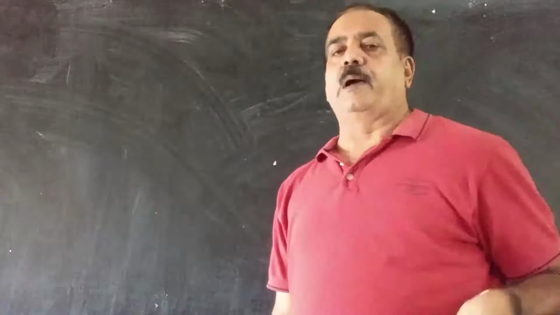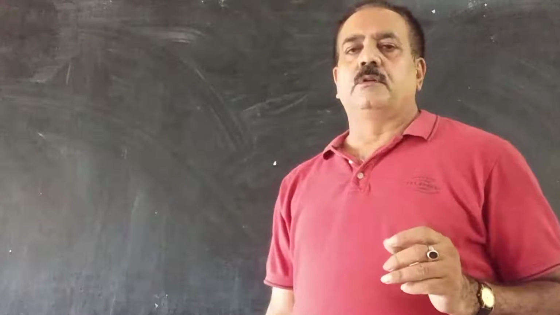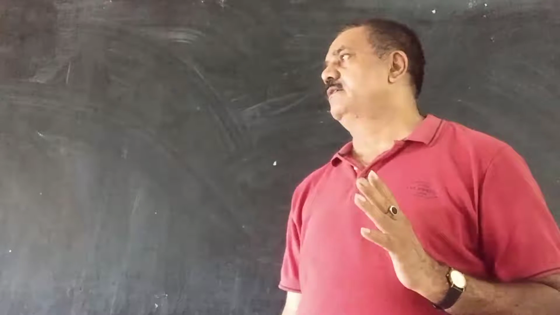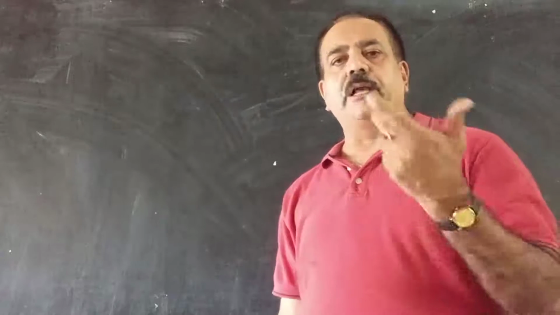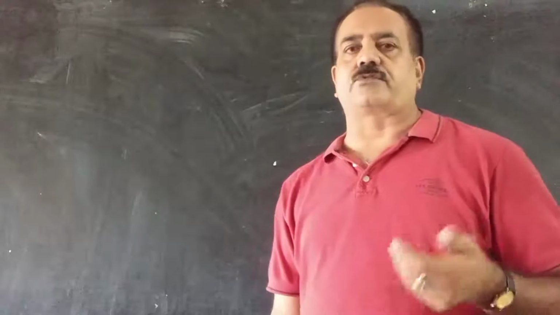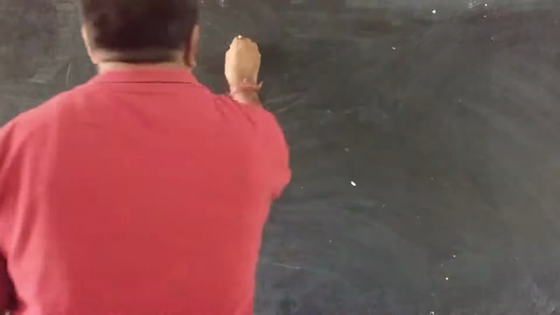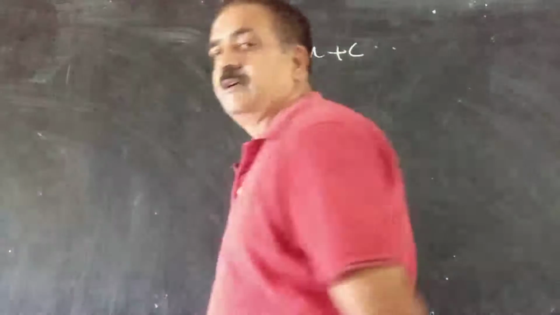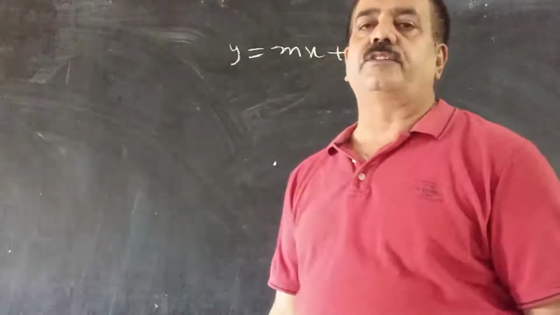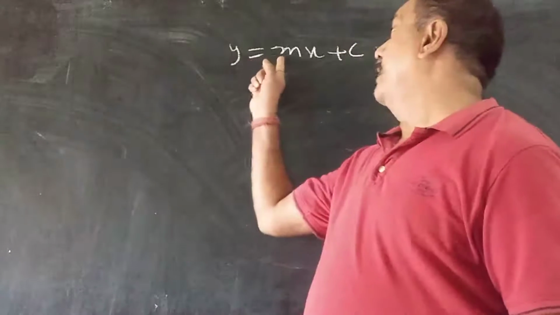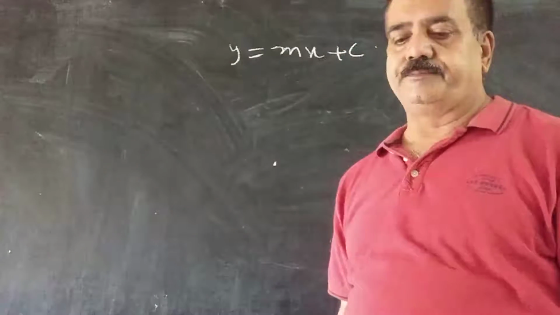So, in chapter 12, there are three forms of equation of a straight line. One, I have already explained to you: y is equal to mx plus c, that you have studied in standard 9 also. First, y is equal to mx plus c. This is known as slope and y-intercept form. Slope is m, y-intercept is c.